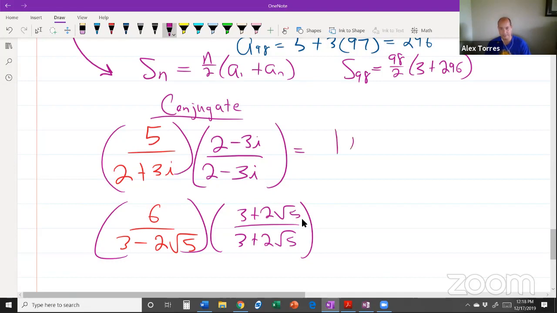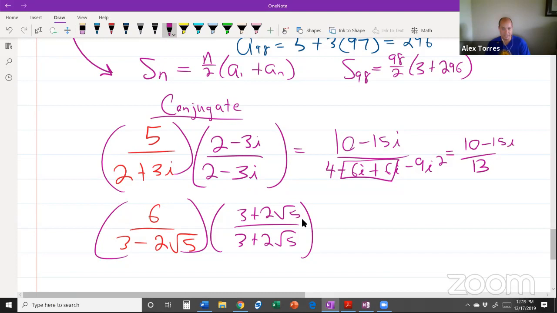So distributing on the top, 10 minus 15i. On the bottom, first times first, outer times outer, inner times inner, last times last, and i squared is -1. These two cancel each other. So you have -9 times -1 is +9. So 4 plus 9 on the bottom. 10 minus 15i over 13. And we've successfully gotten i out of the denominator.